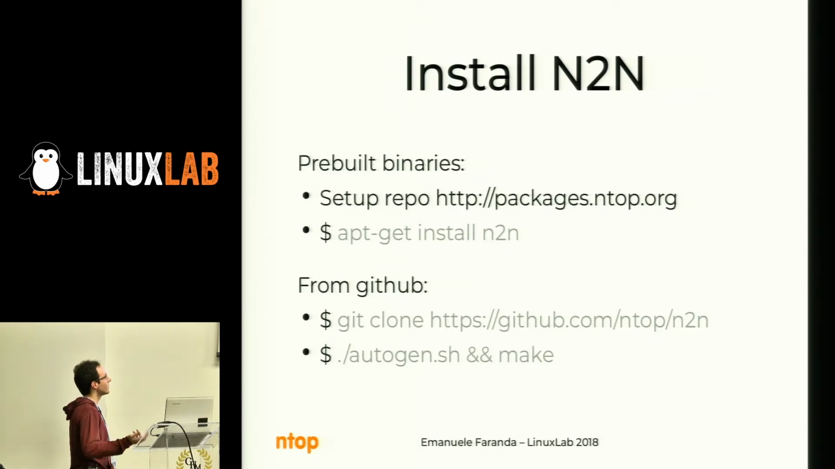There are two main modes to install our software, which is to download the packages from our repository. We provide pre-built binaries. And then after you set up the repository, you can just install the software with the tool of your distribution. Or you can download it from GitHub and then compile it with make and then use it.